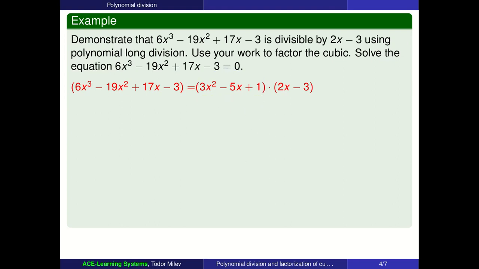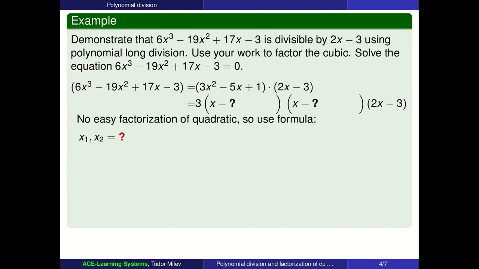Now, this is a quadratic and we know everything about quadratic factorization. This quadratic doesn't have any easy roots. You can try yourself the divisors of 1 and you'll find out that they don't really work. So since there is no easy factorization of that quadratic, 3x squared minus 5x plus 1, we are going to use the quadratic formula. The two roots of a quadratic equation are given by the formula minus b plus or minus radical of b squared minus 4ac over 2a.